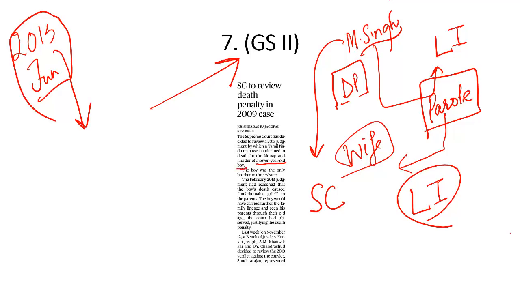When the 7-year-old boy was kidnapped and then murdered, the Supreme Court said this is a rarest of the rare case and death penalty should be awarded to the offender. The Supreme Court, among other things, said that this boy was the only brother to 3 sisters and this death has caused unfathomable grief to the parents. The boy would have carried forward the family lineage and seen his parents through the old age. This is what the court observed when it justified the death penalty.